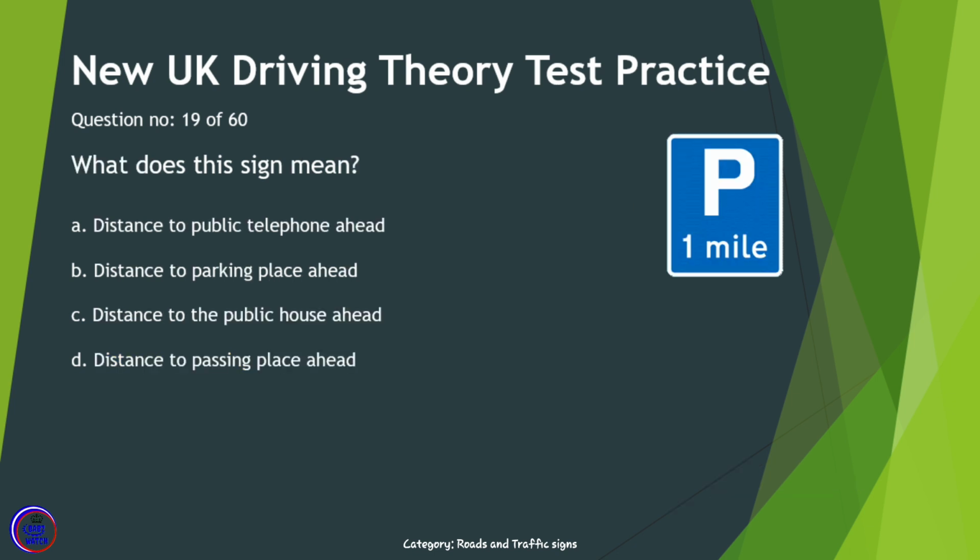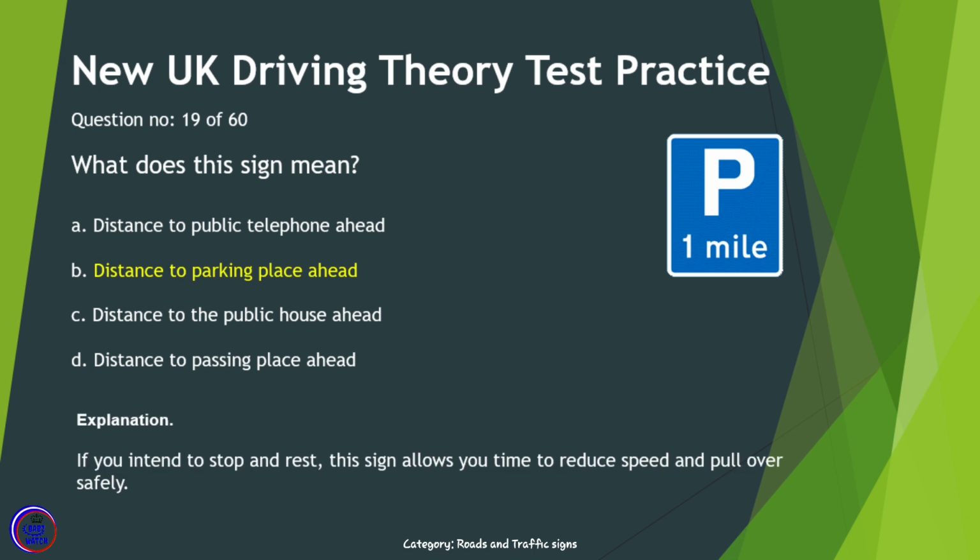Question 19 of 60. What does this sign mean? A. Distance to public telephone ahead. B. Distance to parking place ahead. C. Distance to the public house ahead. D. Distance to passing place ahead. The correct answer is B. Distance to parking place ahead. Explanation. If you intend to stop and rest, this sign allows you time to reduce speed and pull over safely.